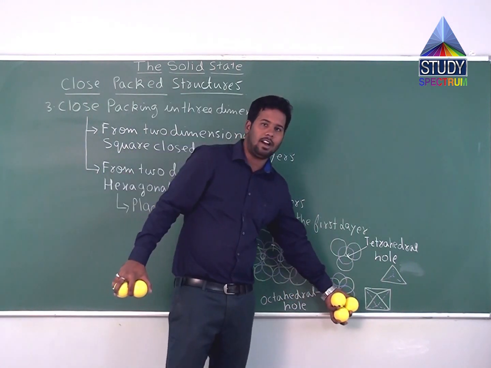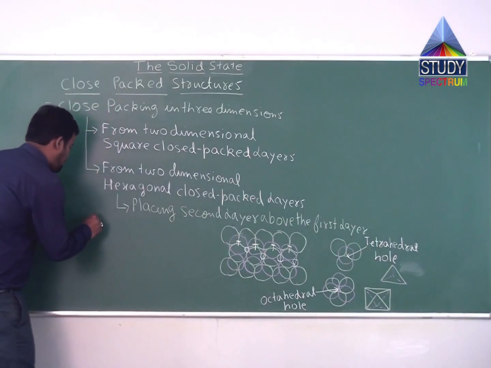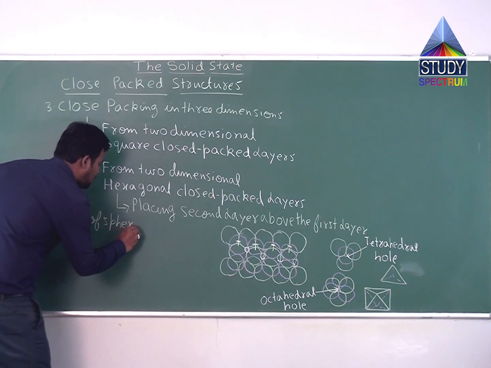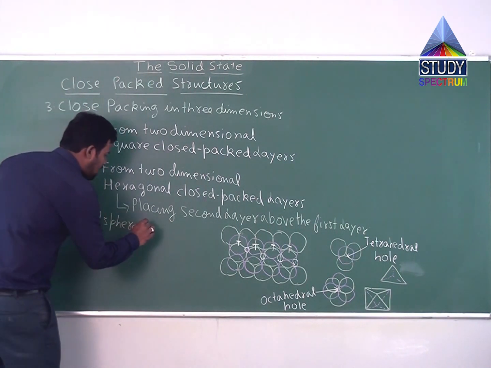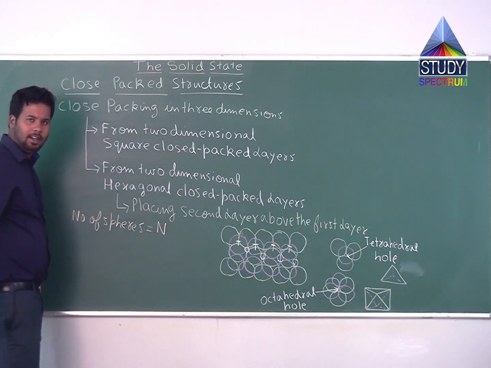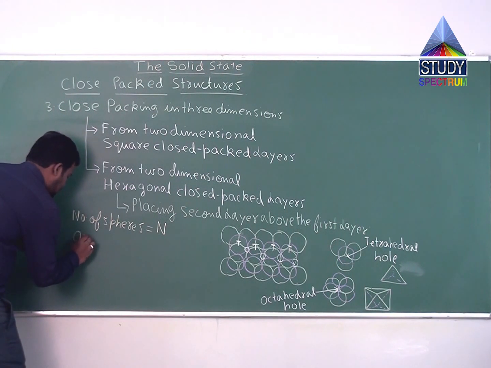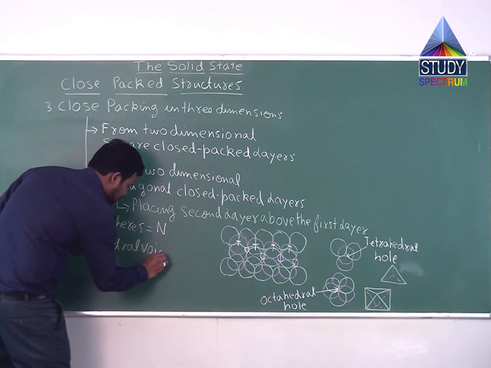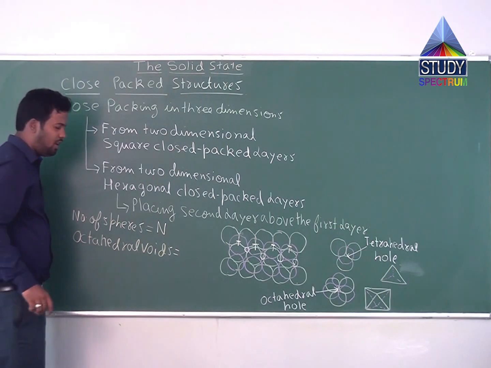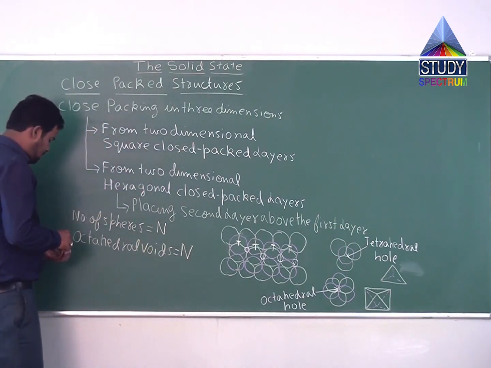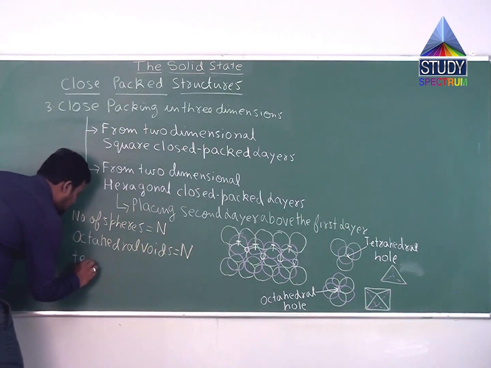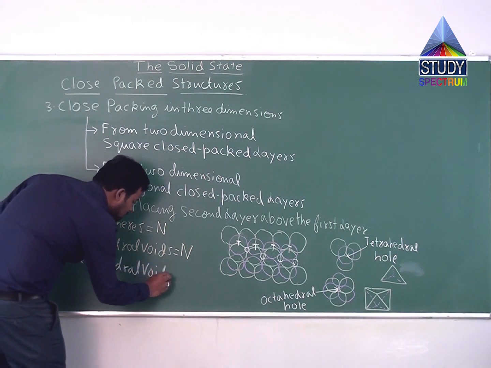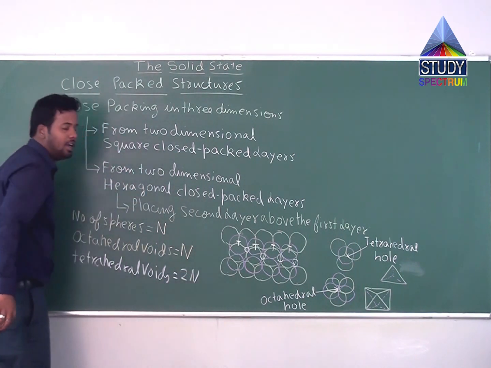Now do remember, if the number of spheres in a close packing in 3 dimensions is represented by capital N, then the number of octahedral voids will be exactly equal to the number of spheres, that is capital N, whereas the number of tetrahedral voids will be exactly double the number of spheres, that is 2 into capital N, or 2N.